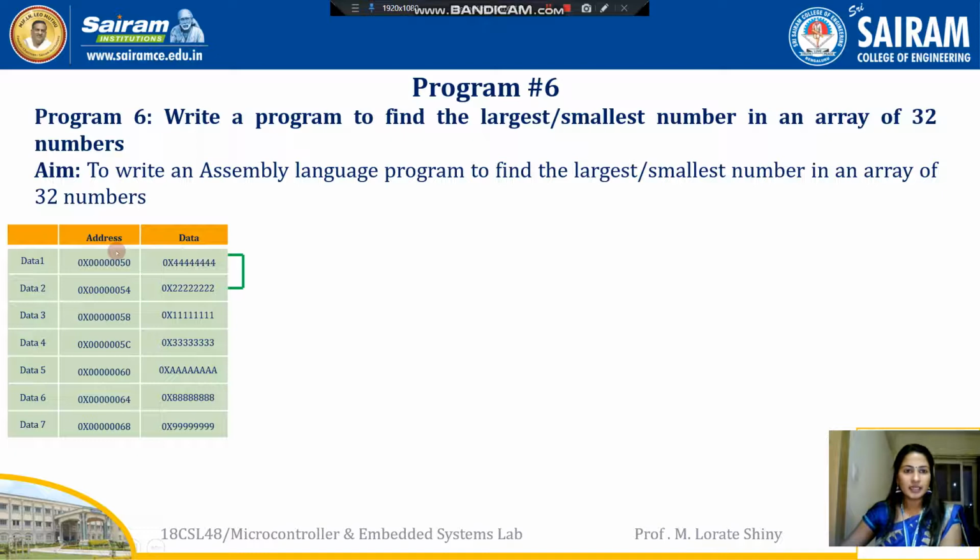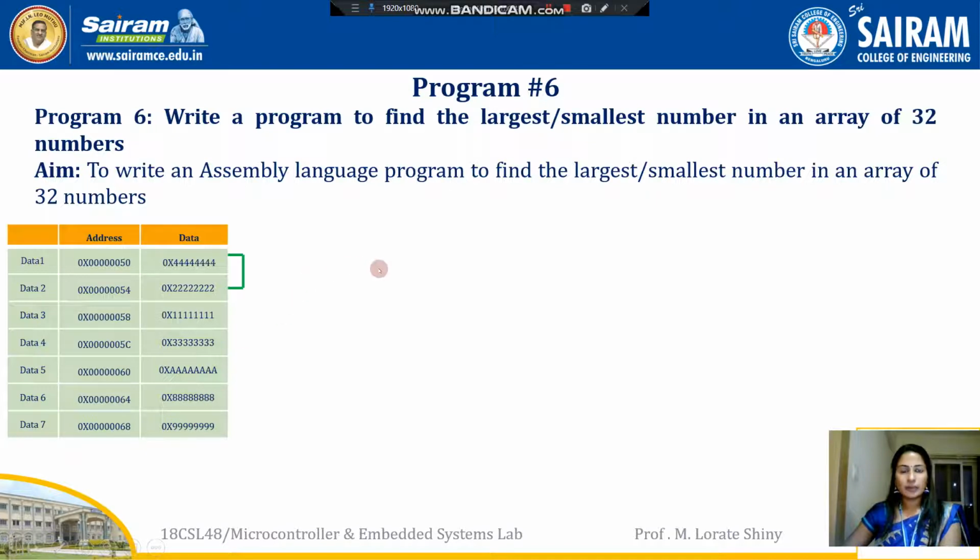So here I considered one array of 32-bit numbers. The array consists of 7 data, data 1 to data 7. I assumed the addresses: the first address is 00000050. Since it is 32-bit data, the next address will be 50 plus 4, which is 54. The next address will be 54 plus 4, which is 58. Like that it goes. So here the concept is finding the largest or smallest number from the array.